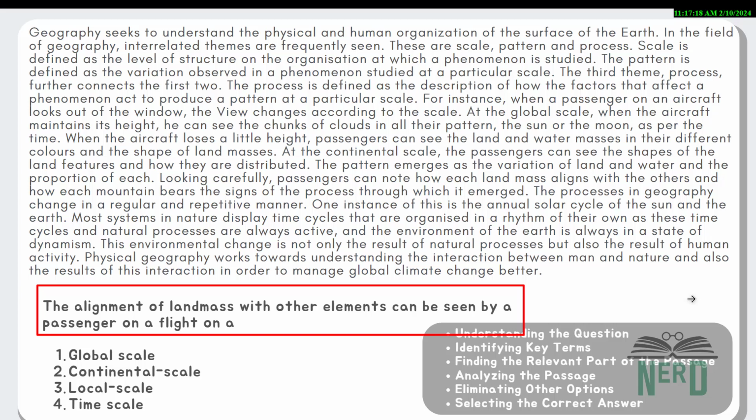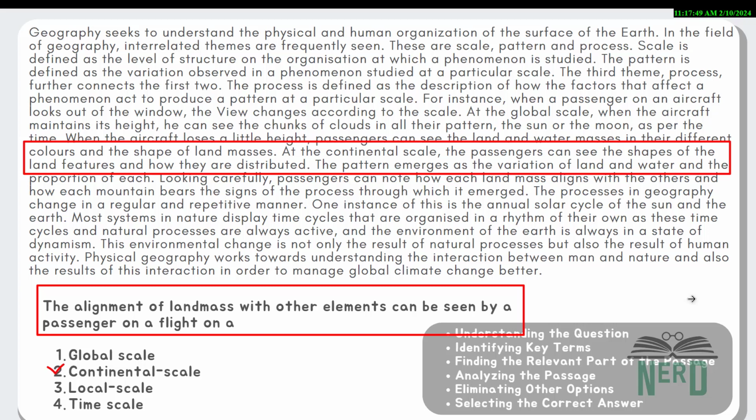The passage provides a detailed description of changing views at different scales. At the continental scale, the passenger can see the shapes of the land features and how they are distributed. So the pattern emerges as the variation of land and water and the proportion of each. So we can see this whole line in the passage and we come to the conclusion that our answer would be what, at the continental scale, right? Then we analyze this passage and we came across this answer, right?